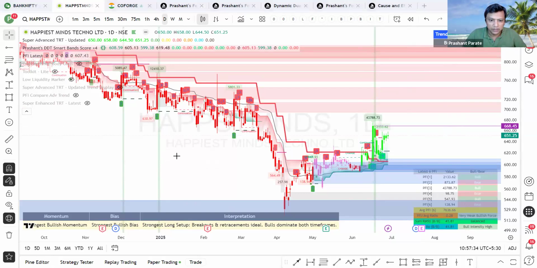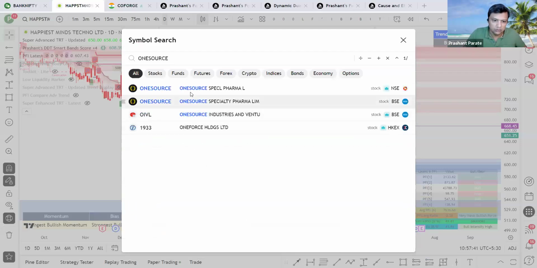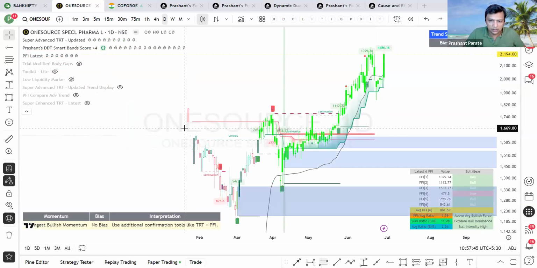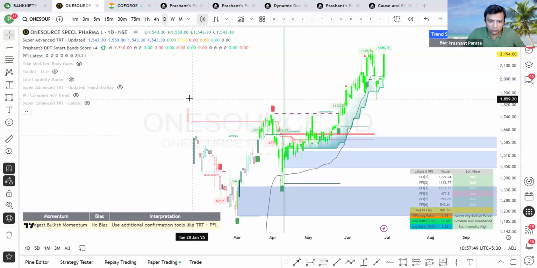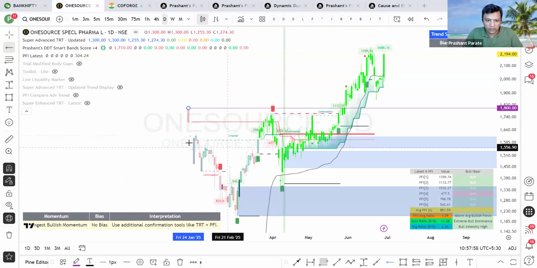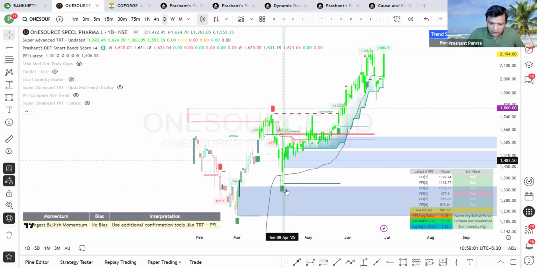So that is Happiest Minds, then one more source. One source is here and it is a new stock. New stock means the IPO was in January 2025. And what happened here, we can see this was the high of the IPO, price came down up to this, and created a bullish change. It gave a nice retracement entry.